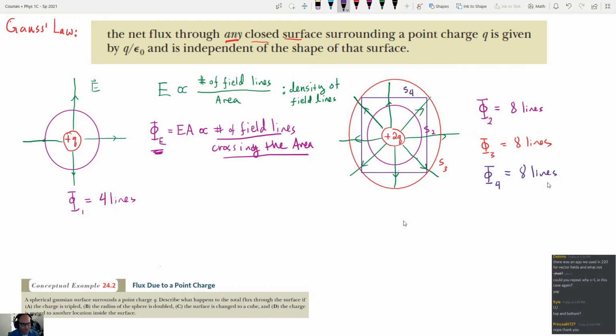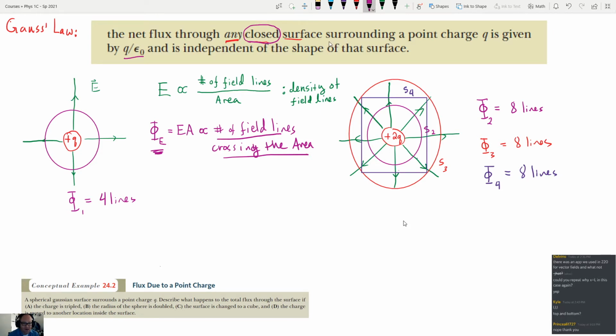The only way to actually alter the flux, well, there's 2 ways, I guess. One is to change the amount of charge inside, okay? The other way is to just move your surface somewhere, all right? So finally, we've covered all the pieces of this, right? The net flux through any closed surface is given by Q over epsilon naught. It does not matter what the surface is as long as it's closed. It has to be closed.